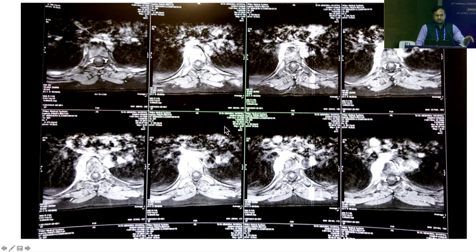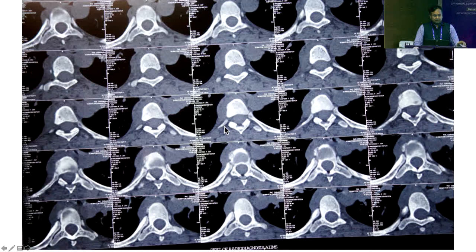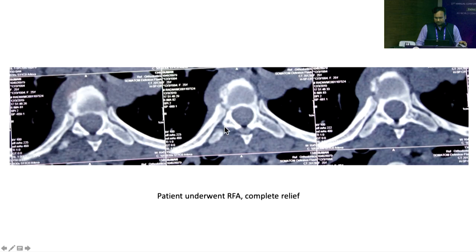And then we got the CT scan done, and the CT scan showed us an osteoma. So these osteomas can produce so much inflammation. Since it is very near to the vertebral body, it's very safe to get the RFA done, and he simply got RFA done, and the patient had complete relief.